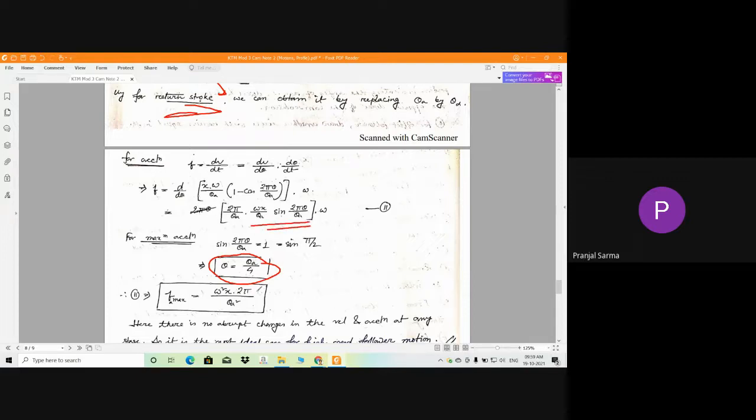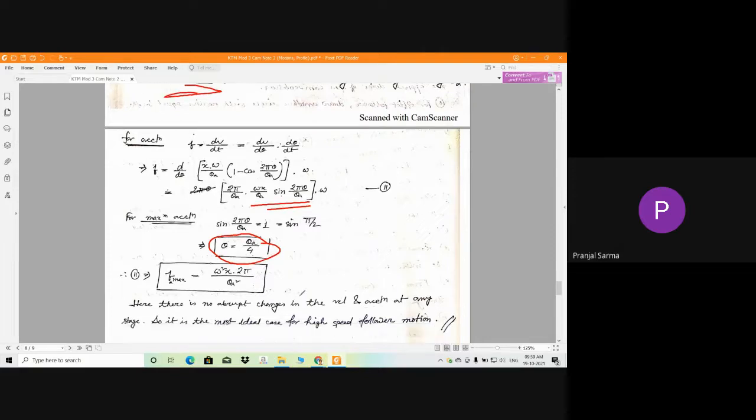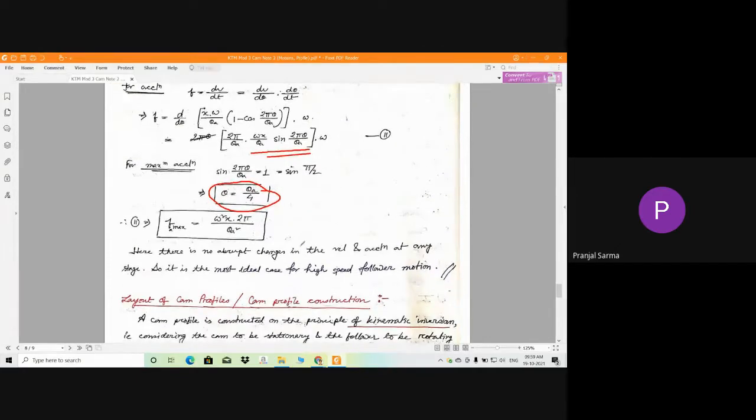By differentiating the expression, we get the maximum acceleration in the ascent stroke as f, omega square x into t phi divided by theta a square. This is for the acceleration. If you want it in the descent stroke, a similar expression is valid, but you have to replace theta a with theta d.